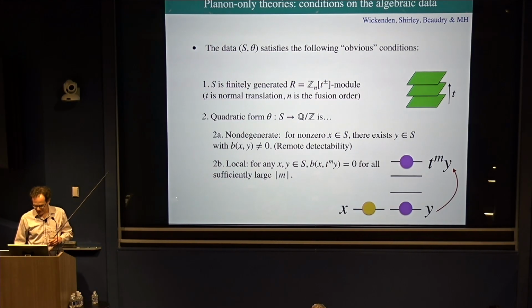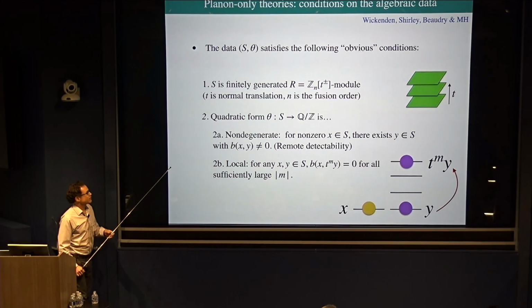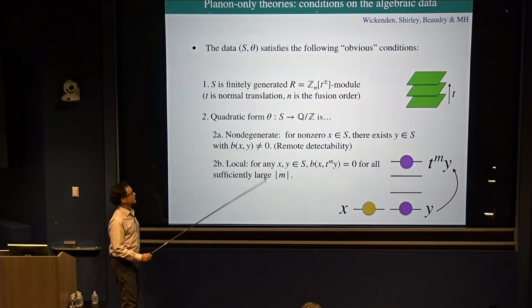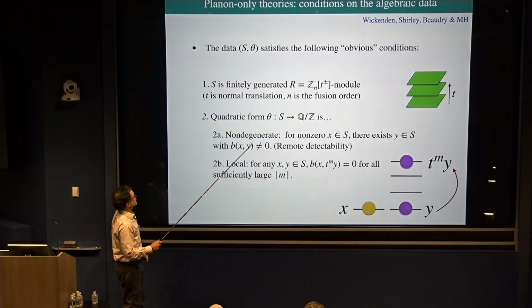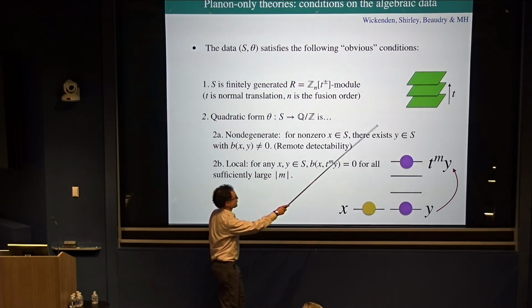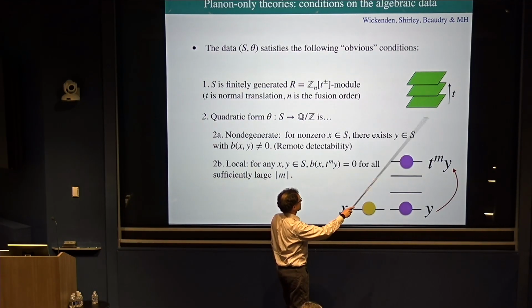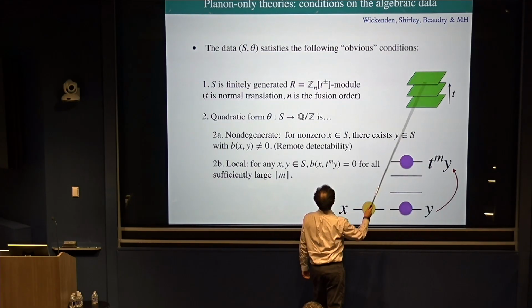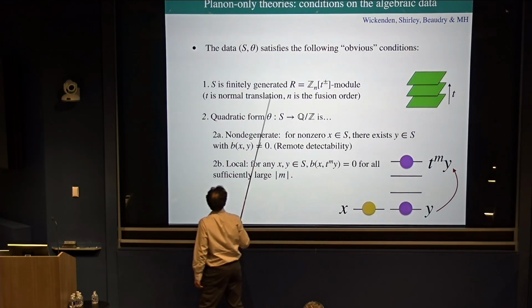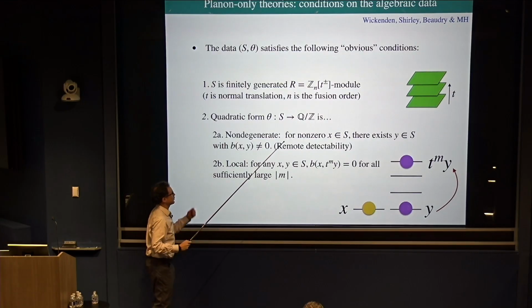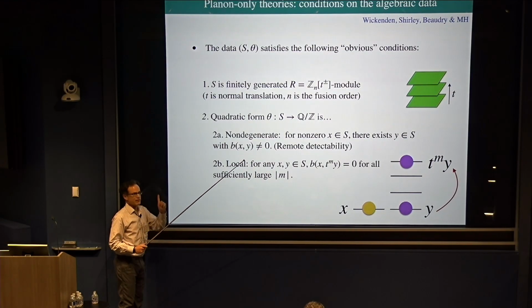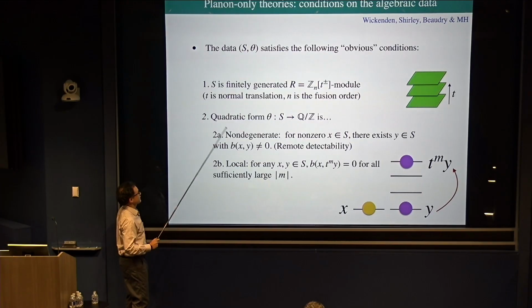Okay, so there are some obvious conditions on the algebraic data. We don't care about translations transverse to the stacking direction because all the particles are mobile in that direction. We only care about the normal translation, and that makes our ring of Laurent polynomials just a one variable polynomial ring. We're just keeping track of normal translation, which is represented by T.